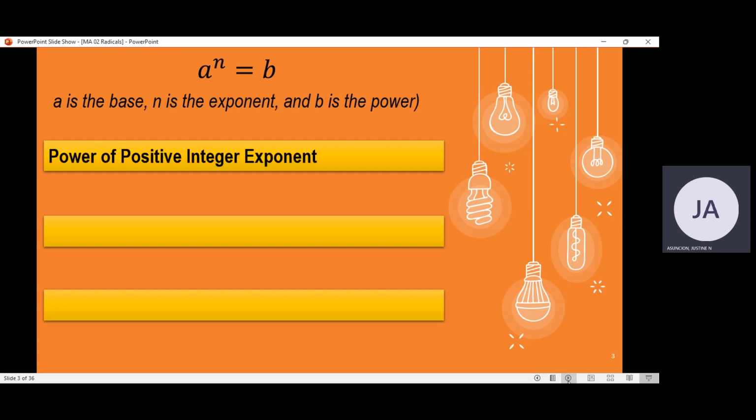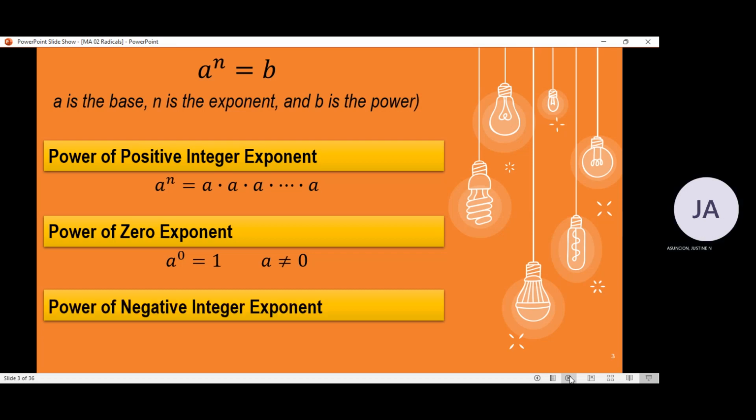So as we recall, when it comes to positive integer exponent, we have a raised to n is equal to a times a times a times a and so on, depending on our exponent, on how many times we multiply it by itself. And then we have the power of zero exponent, which is a raised to zero is equal to one. Any number raised to zero is equal to one, except zero. And then the power of negative integer exponent, a raised to negative n is equal to 1 over a raised to n, where again, a is not equal to 0. We have the restriction here.